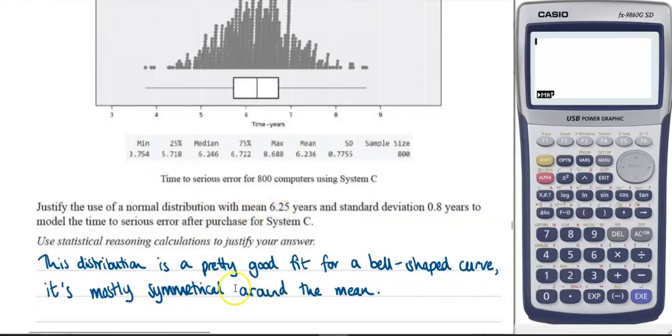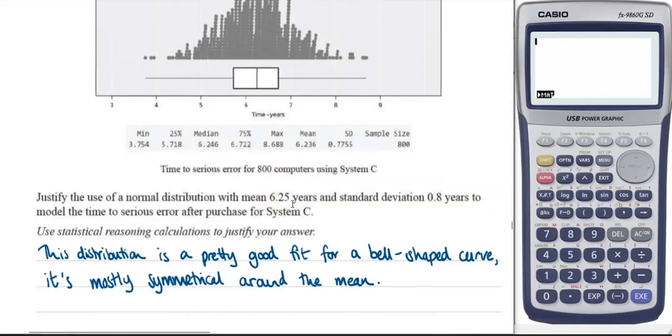Now, since we're talking about the mean and it being symmetrical around the mean, let's take a look at what's happening with our mean on our distribution. So our mean is 6.236, and the normal distribution given is 6.25. So that's pretty close. That kind of matches too.